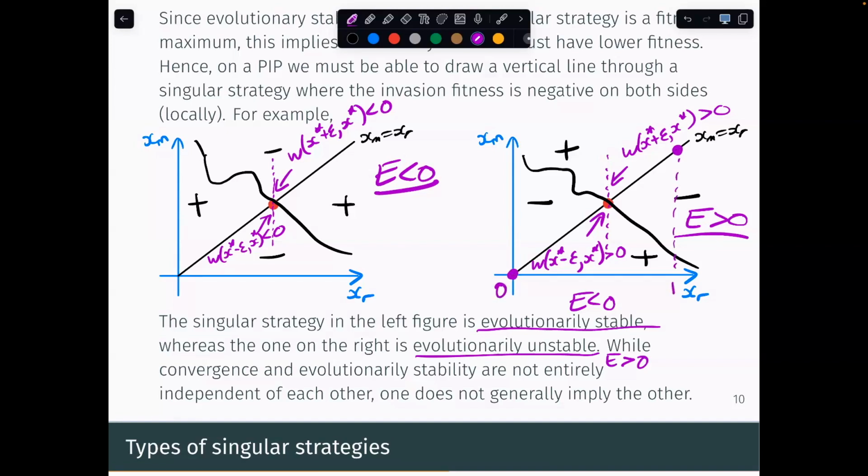here, this repeller is interesting because it can produce something called bistability. Depending on which side of this singular strategy you start on, you either get driven down here or you get driven up here. We'll hopefully come back and revisit bistabilities if we have time later in the course. But repellers can be interesting for that because it all comes down to your initial conditions. Where you start off can drive you in different directions.